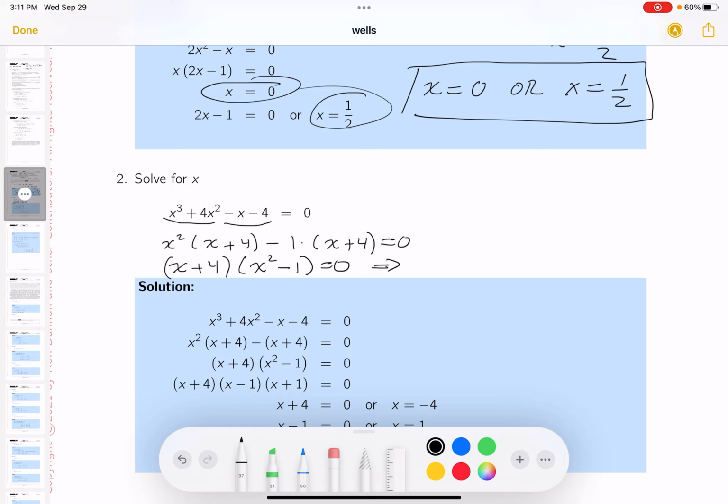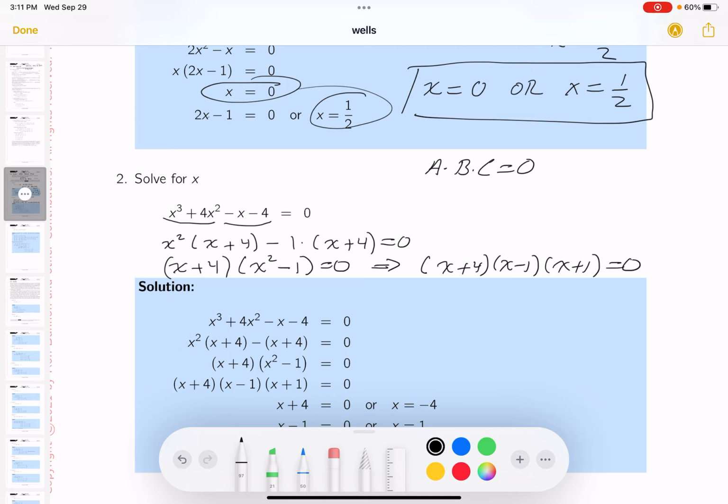What's the next thing I'm going to do? I'm going to factor the difference of perfect squares. You get x plus 4, x minus 1, x plus 1 equals 0. Now I got three factors, all right? So it's like a times b times c equals 0.